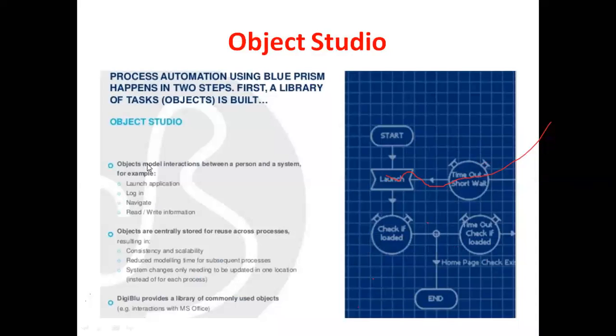So objects model interactions between a person and a system. For example, launching application, login, navigate, read and write information. This all can be work radius.